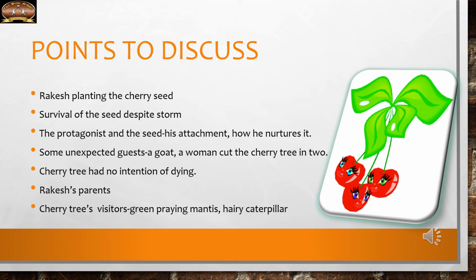So now the next season is starting, summer. By the time summer came round again, it had sent several new shoots with tender green leaves. So you can see the cherry tree is growing, and on the other side, you can see Rakesh is also becoming taller. Rakesh had grown taller too. Now he is 8. That means 2 years.